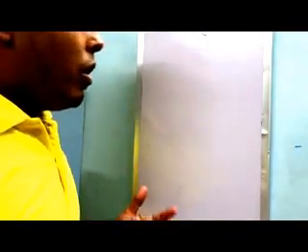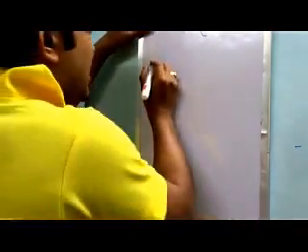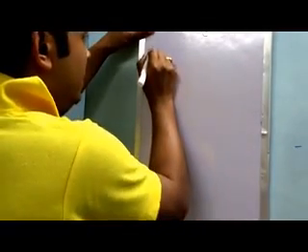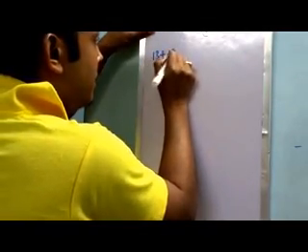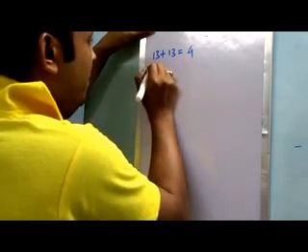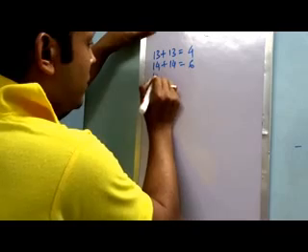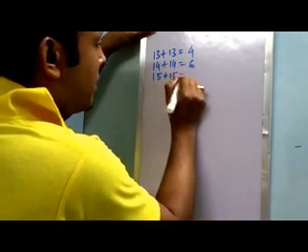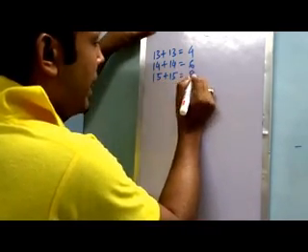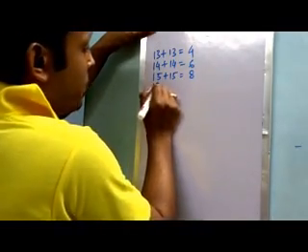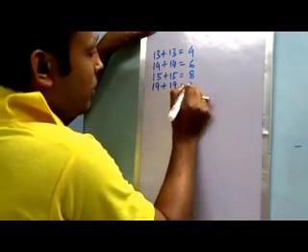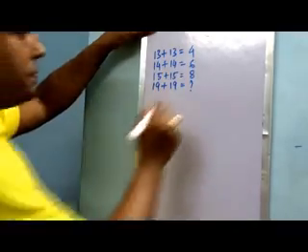Everybody, let's focus on another typical mathematical riddle. I am drawing the equation first. 13 plus 13 equal to 4. 14 plus 14 equal to 6. 15 plus 15 equal to 8. Now you have to find the value of 19 plus 19.